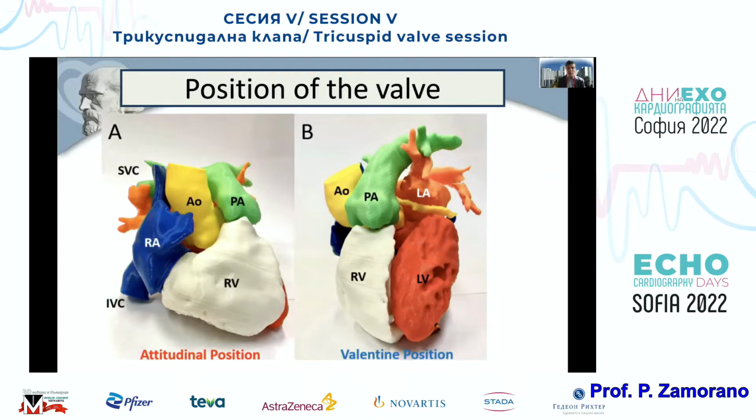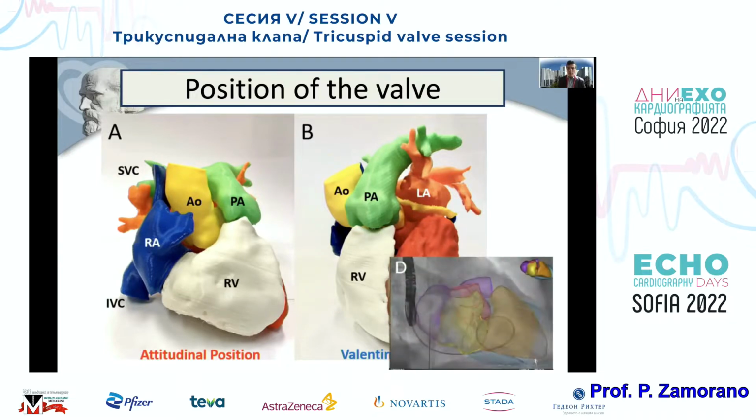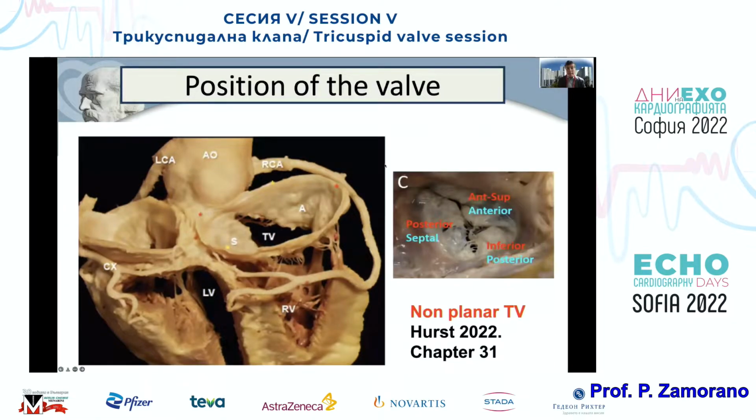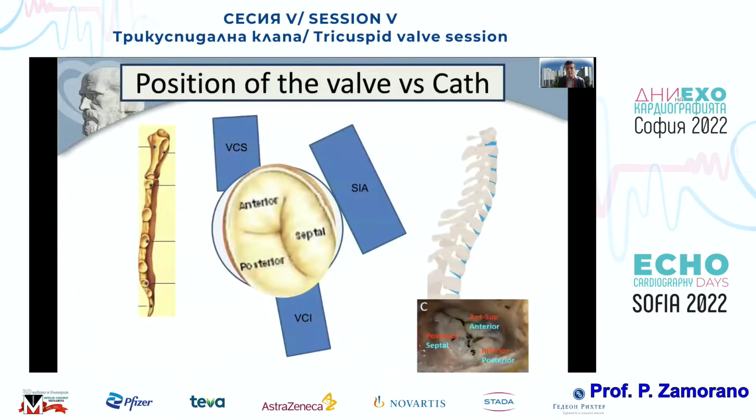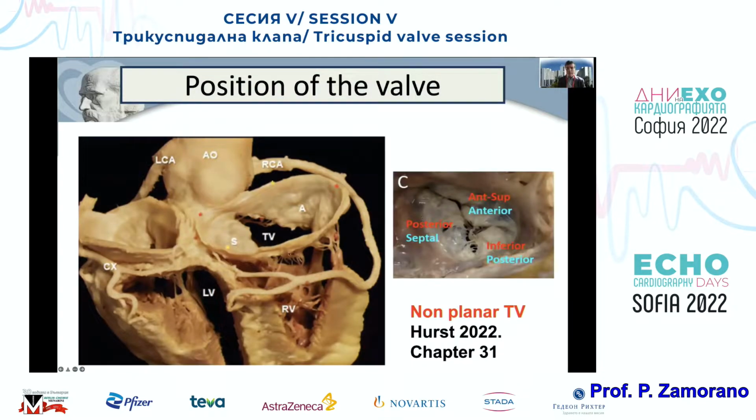It is not the same when we assess the attitudinal position or the Valentine position. It's not the same when we do a TE in a supine position or when we do a transthoracic echo. In fact, the leaflets, in my opinion, should not be anterior, posterior, and septal, because the anterior leaflet is really superior, so it's anterior superior. The septal leaflet is really a posterior leaflet, and the posterior leaflet is the posterior inferior leaflet.